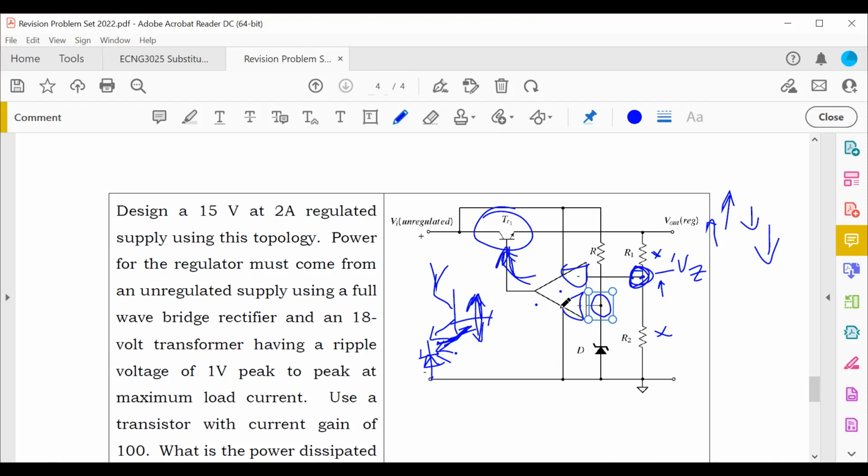Stupid question, right? Does this modulate the output current by increasing and decreasing voltage? Does it modulate the transistor?